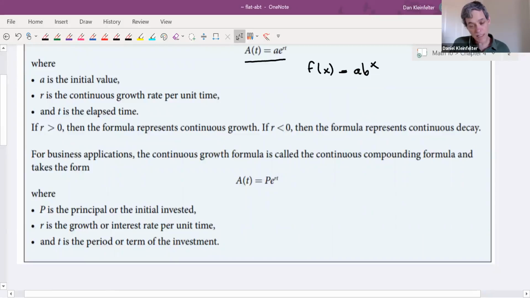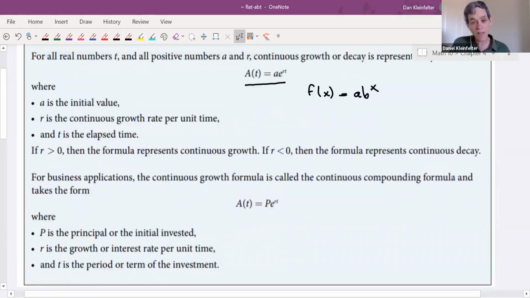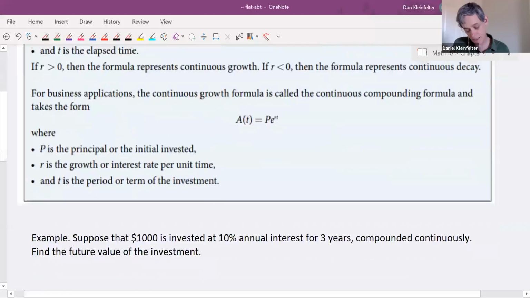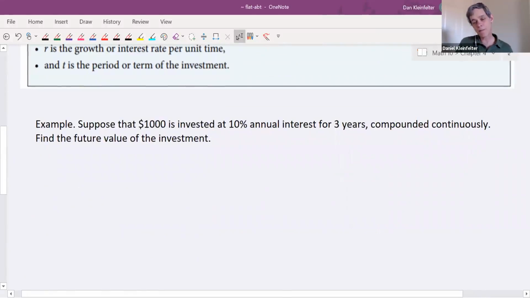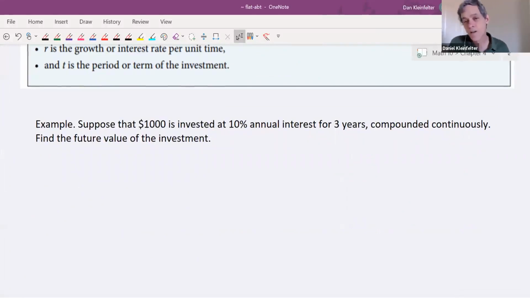Okay, for business applications, we use the continuous growth formula for continuous compounding of money. And so the formula looks like this, P times e raised to the rt power. So instead of A for initial amount, they'll use P for principal in the context of money. But the growth concept is basically the same. All right, so as an example, going back to our $1,000, suppose that we invest that $1,000 at 10% interest for 3 years, but do the compounding continuously. We want to find the future value of that investment.